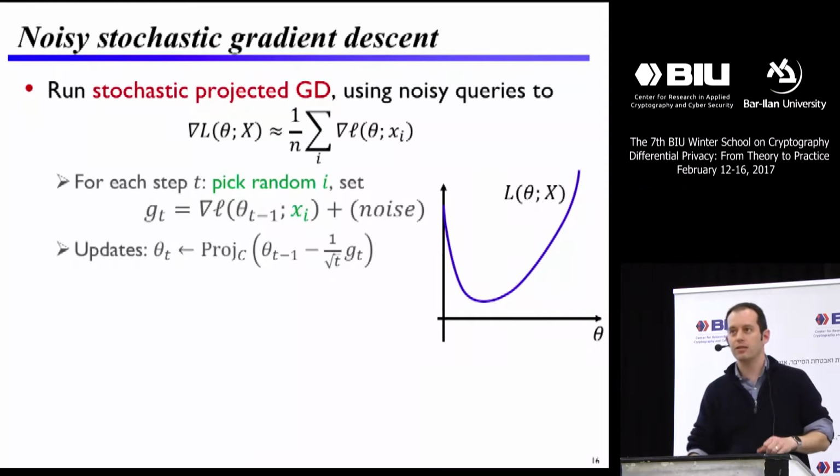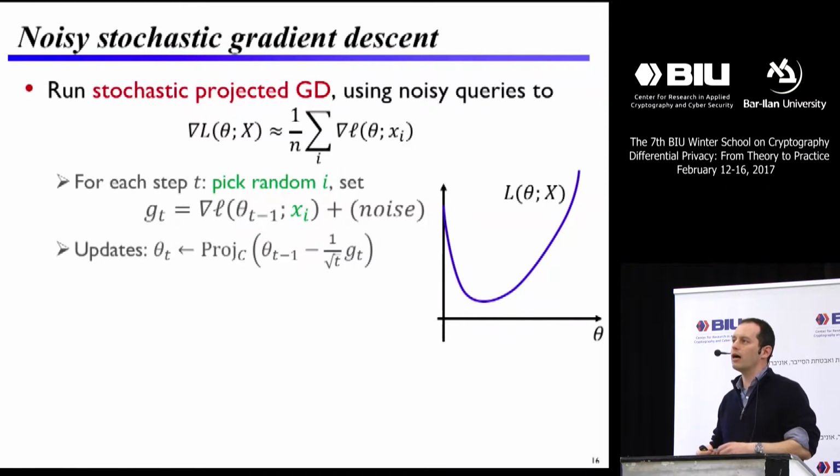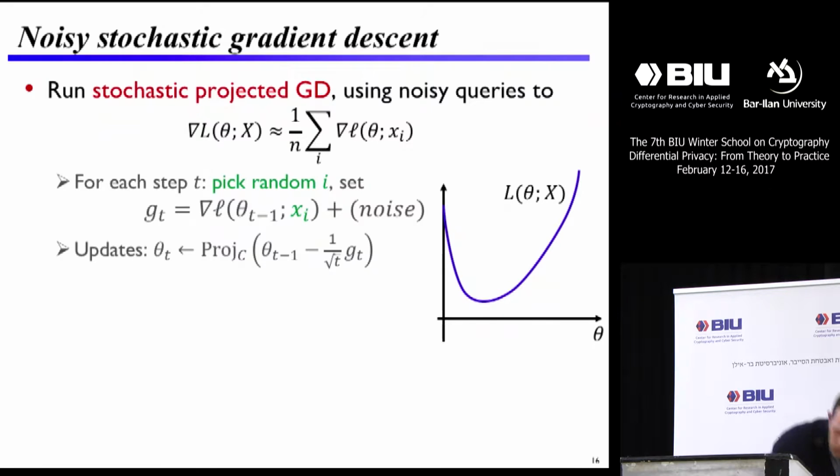Stochastic gradient descent is one where rather than... sorry, I need to make sure my battery doesn't die. Okay.